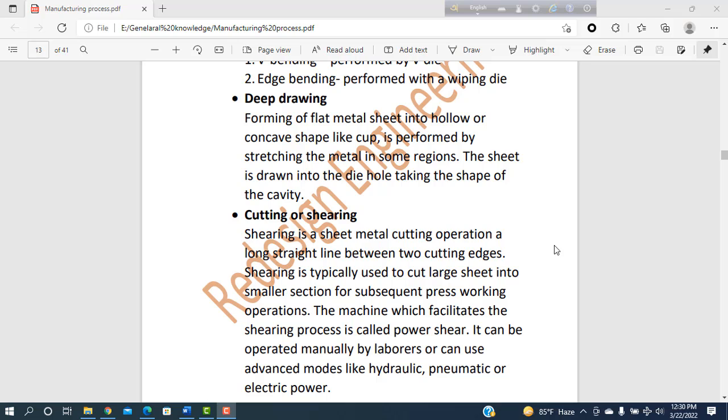Cutting or shearing. Shearing is a sheet metal cutting operation along a long straight line between two cutting edges. Shearing is typically used to cut large sheets into smaller sections for subsequent press working operations. The machine which facilitates the shearing process is called a power shear. It can be operated manually by laborers or can use advanced modes like hydraulic, pneumatic, or electric power.